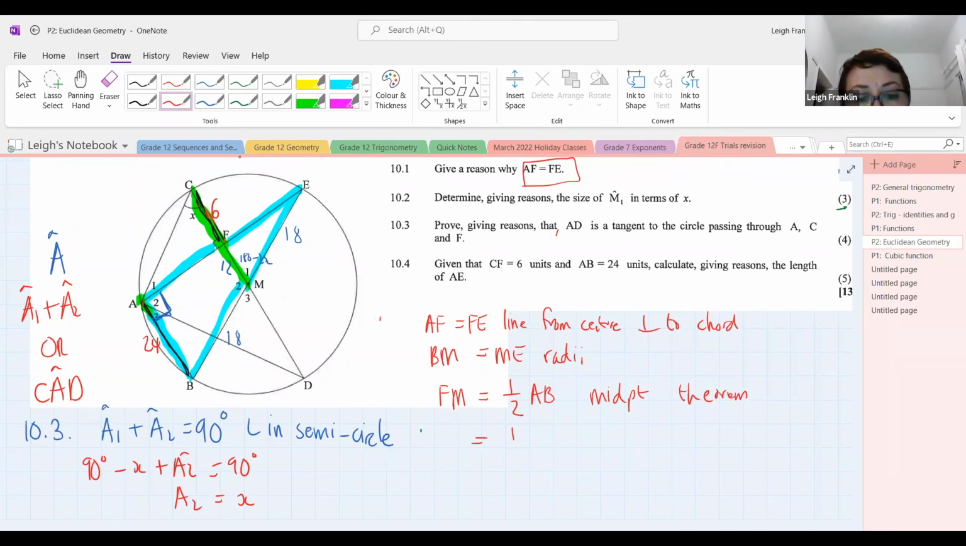We know that AB was 24, so that makes it 12. So FM is 12 and CF is 6. We've been given that CF is 6. So the entire length of the green line, which is a radius, because it goes from the center M to the circle C, is 18. So CM is 18.